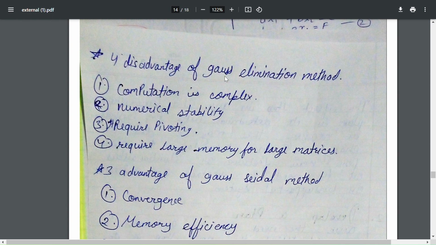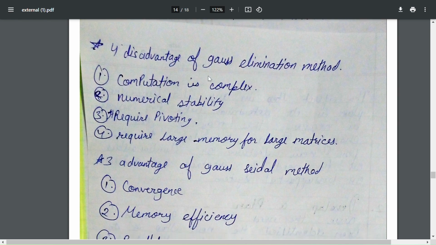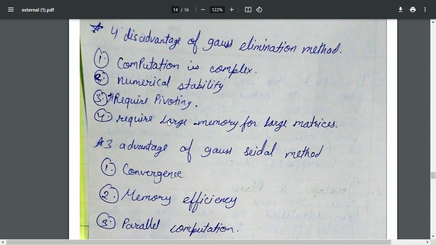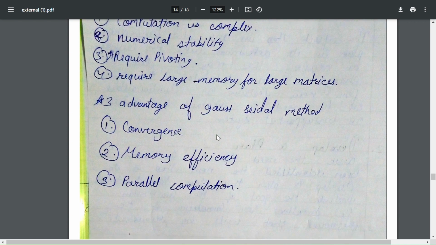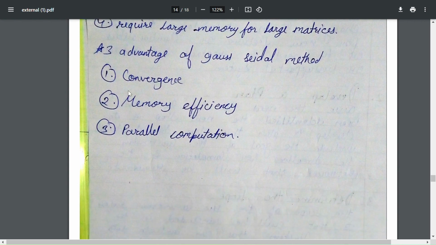Four disadvantages of the Gauss elimination method are: first, computation is complex. Second, numerical stability. Third, it requires pivotal condensation. And fourth, it requires large memory for large matrices. Now three advantages of the Gauss-Seidel method. First, it provides convergence. Second, memory efficient. And third, parallel computation.